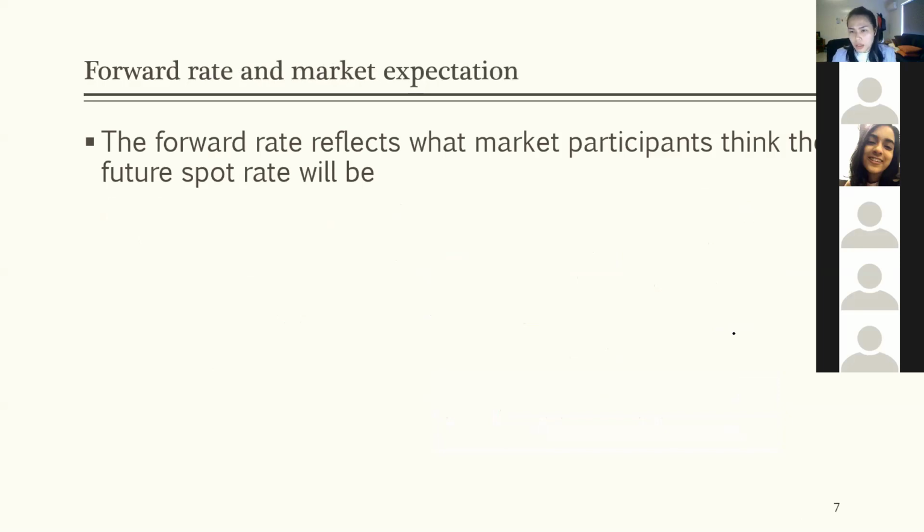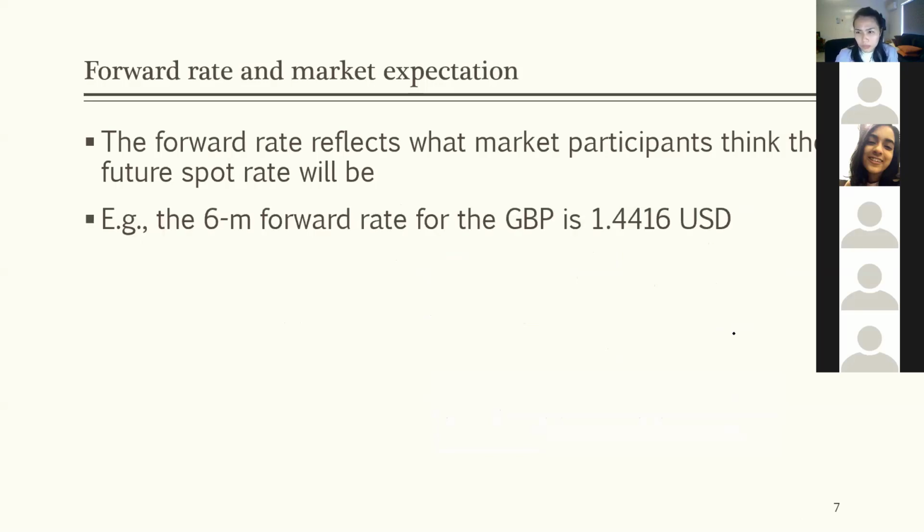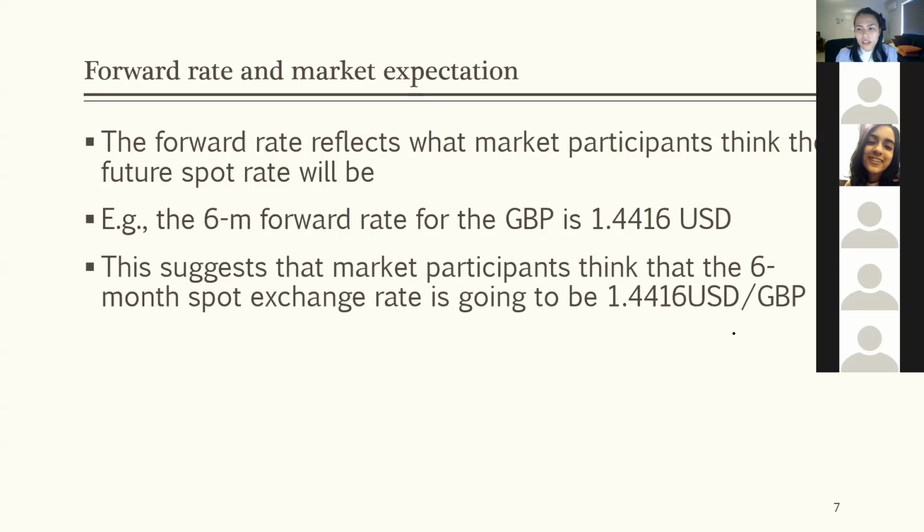As we mentioned before, the forward rate is important because it tells us what the market is expecting about the future movement of the spot exchange rate. For example, if the current 6 month forward rate is 1.4416 USD per pound, that means the market is thinking that in 6 months' time, the value of a pound is 1.4416 USD. Formally, we can write the forward rate as F equals E[S(t+1) | I(t)].